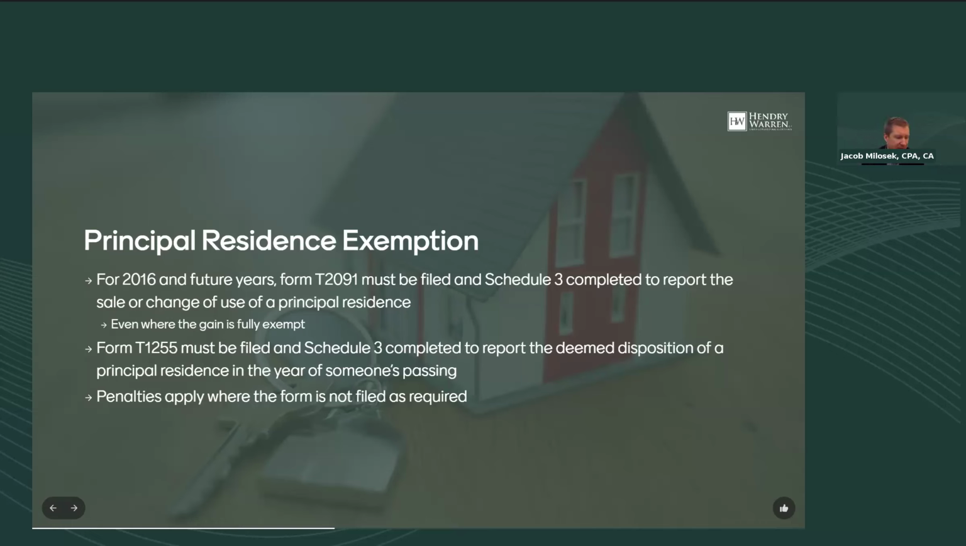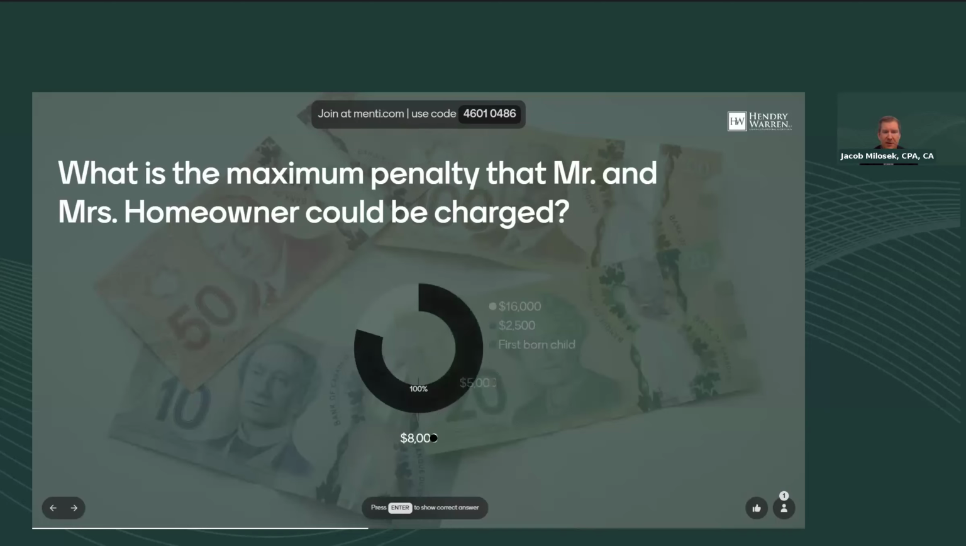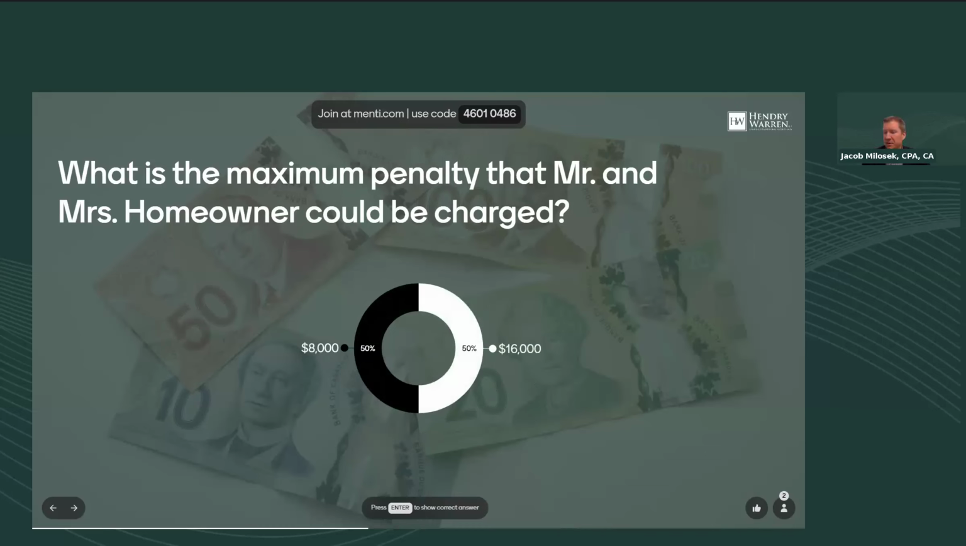The other case we see it is on death. You're deemed to have disposed of all of your capital property at fair market value. And so there's a special form called a T1255, which is very similar to the T2091, that you have to fill out in the year of death. So there are big penalties that can apply if you don't fill these things out properly. The next question we have on our Menti dashboard is, what is the maximum penalty that Mr. and Mrs. Homeowner could be charged if they don't file their T2091 form in a year that they sell their principal residence? I'll give everybody a second or two to respond.